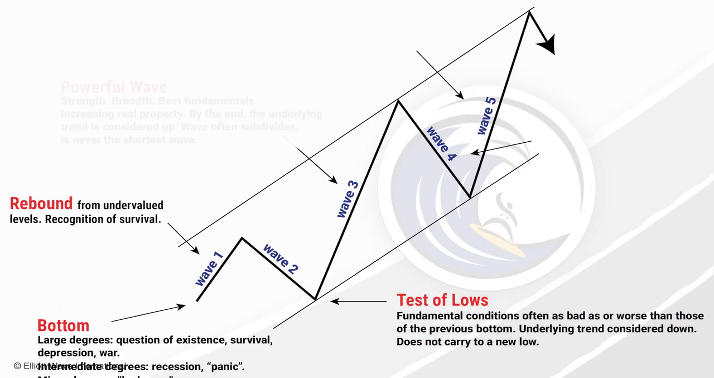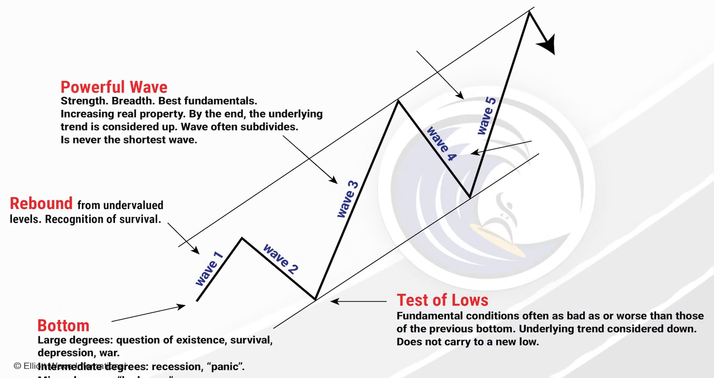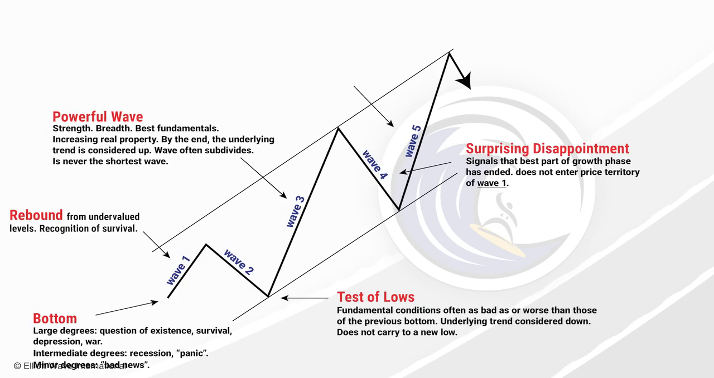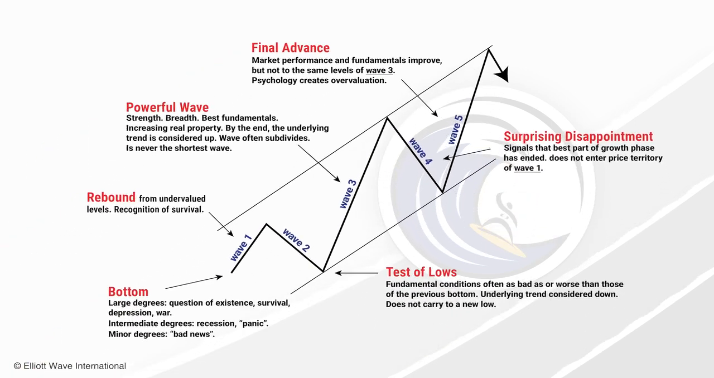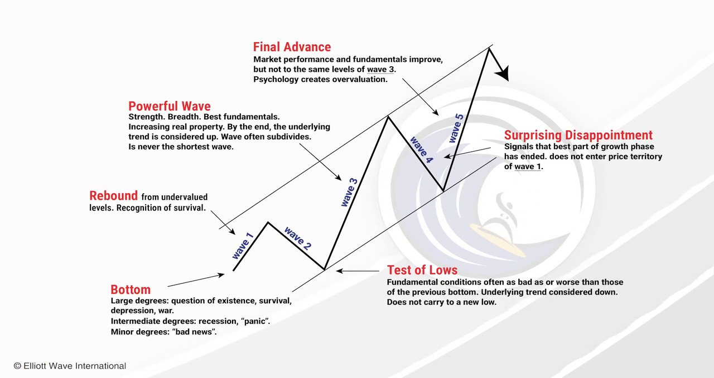When we proceed in wave 3, there's a strong sense of optimism, maybe even some euphoria. The economic conditions improve, and the economic fundamentals become very strong. When we get the correction in wave 4, we experience surprising disappointment. And suddenly, all this optimism and strong economic growth has come to a halt. In wave 5, the optimism returns, and we also have much larger market participation, but the economic fundamentals are not as good as they were in wave 3.